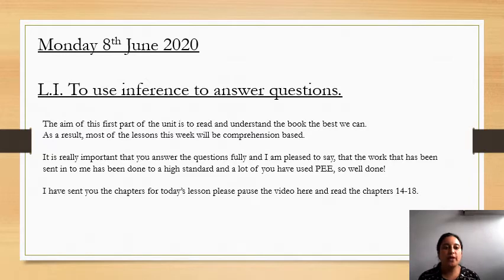So the aim of the first part of the unit is to read and understand the book the best we can. And as a result, most of the lessons this week are going to be comprehension based. It's really important that you answer the questions fully, and I'm pleased to say that the work that has been sent in has been done to a really good standard, and a lot of you are using PEE as well, which is really good to see, so well done.